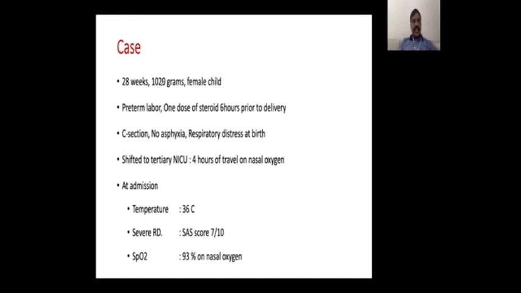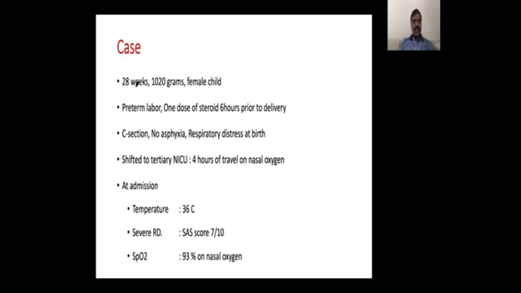This is a 28-weeker, 1 kg baby, female child, born of preterm labor. One dose of steroid was given 6 hours before delivery. We all know the importance of antenatal steroids. The baby was born by C-section. There was no asphyxia. Baby had respiratory distress from birth.